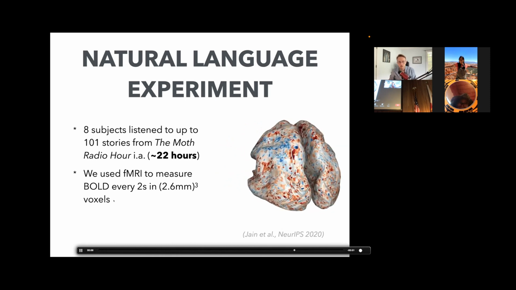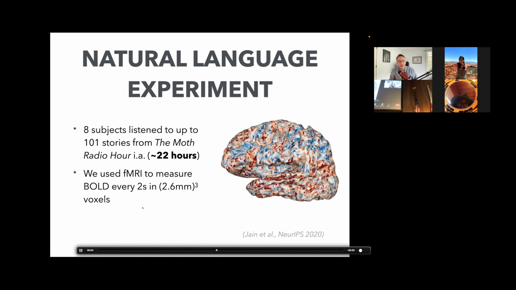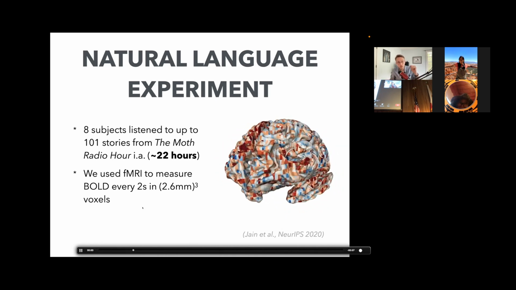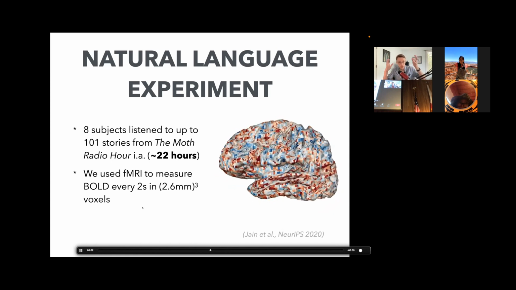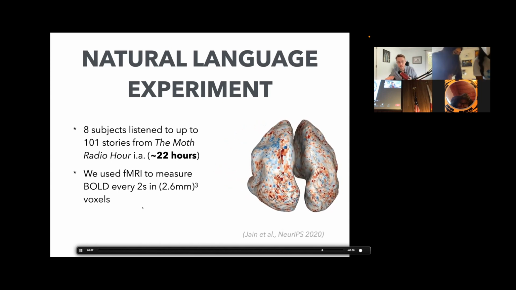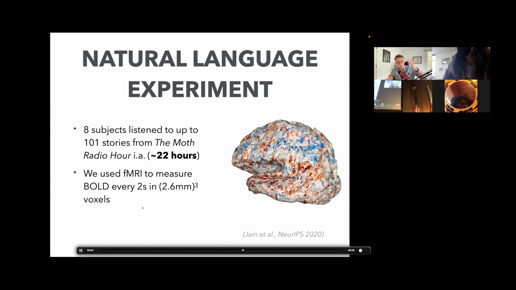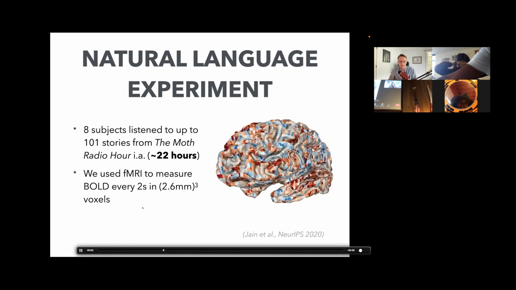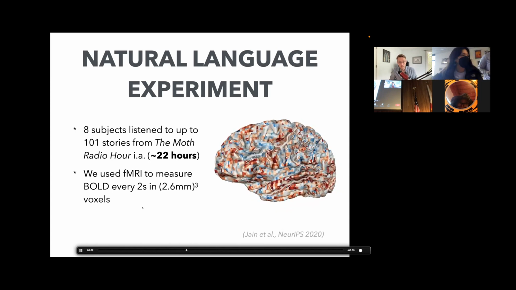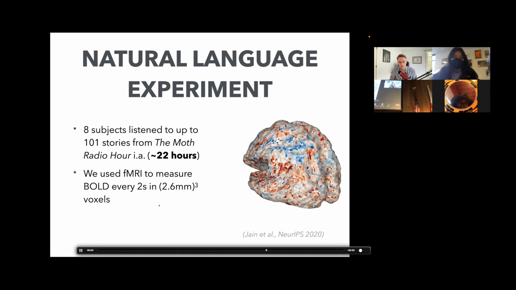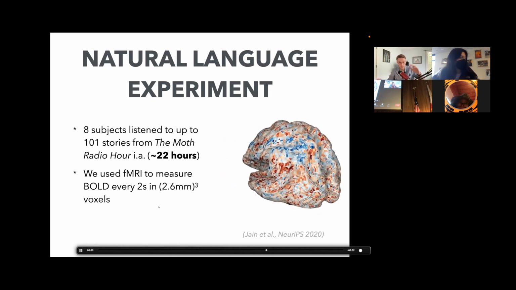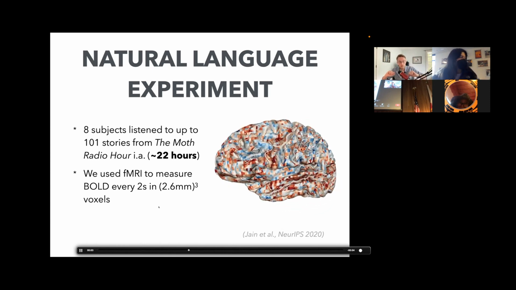And this is just an MRI detail. While the people are listening to stories, we use functional MRI to measure the BOLD signal, which is related to brain activity, how active each little piece of cortex is. We get one snapshot of the signal every 2 seconds. And it's divided up into these little 3-dimensional pixels that are called voxels. Each voxel is 2.6 millimeters on a side. So this is the basic setup, right? We have data that we record while people are listening to stories.